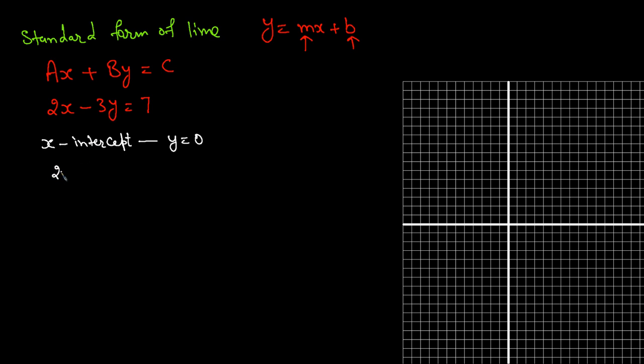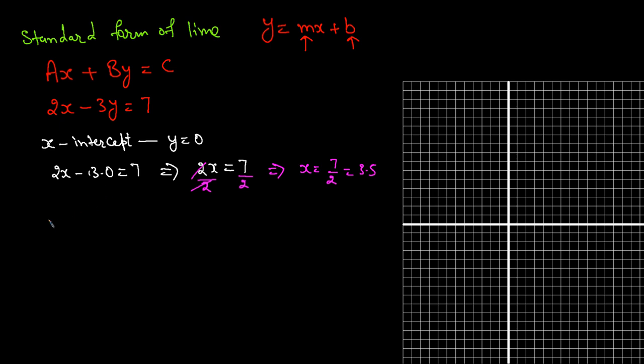That gives me 2x minus 3 times 0 equal to 7. Therefore, 2x is equal to 7. Divide both sides by 2, and this 2 will cancel this 2. Therefore, x is equal to 7 over 2, which is 3.5. So that is your x-intercept.